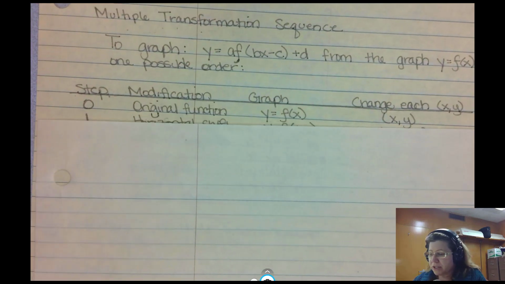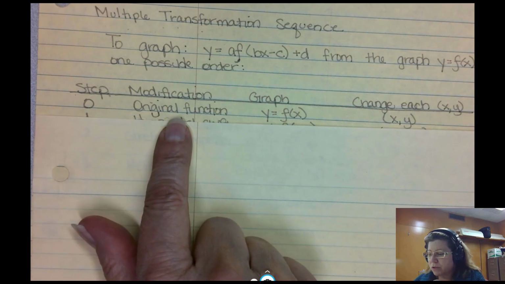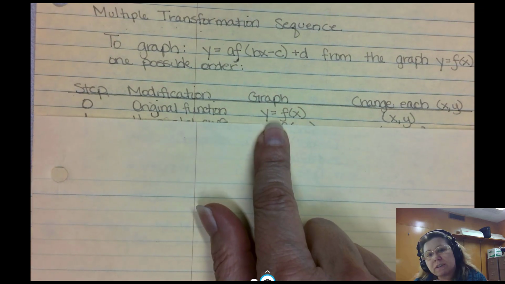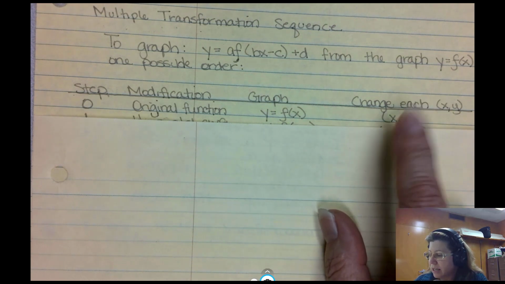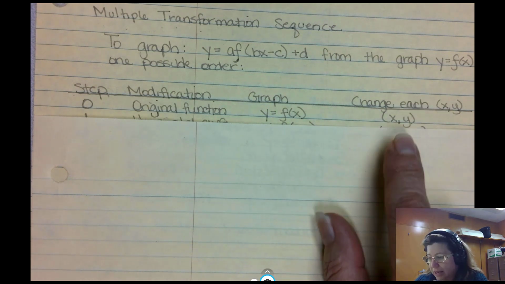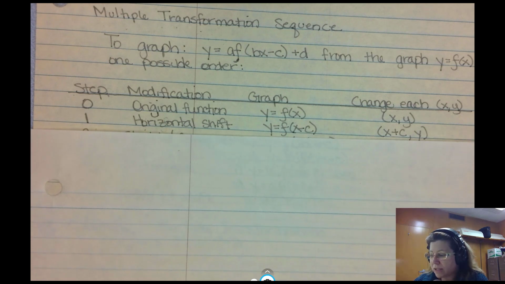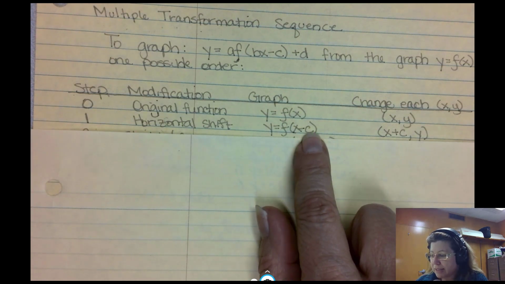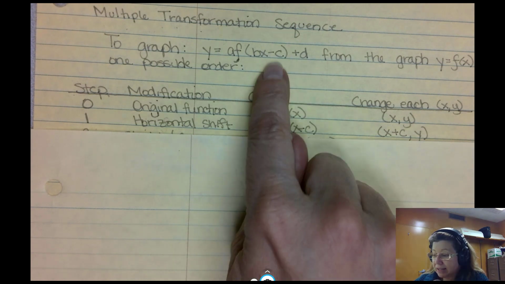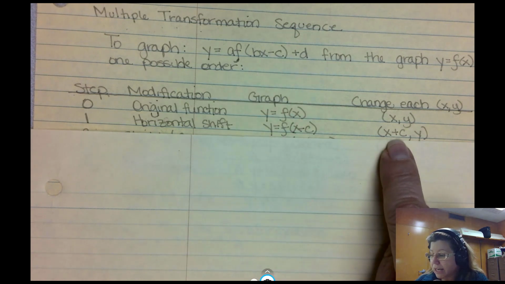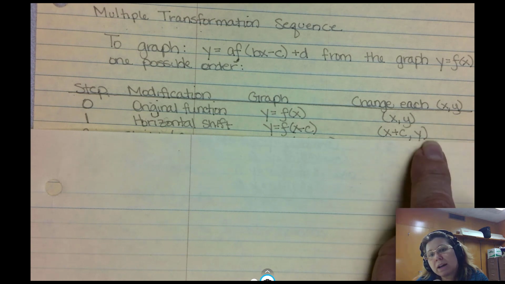First things first, think about your original function. In this case, our original function is just f of x. For every x, there is a y. Step 1 is going to be the horizontal shift. That's this minus c. And if it is minus c, then any of our x values become x plus c's. We leave the y alone.